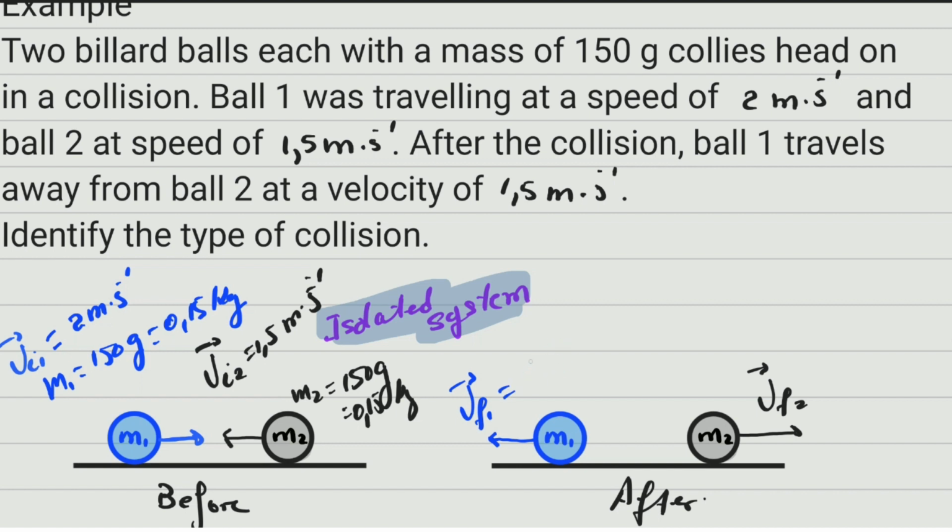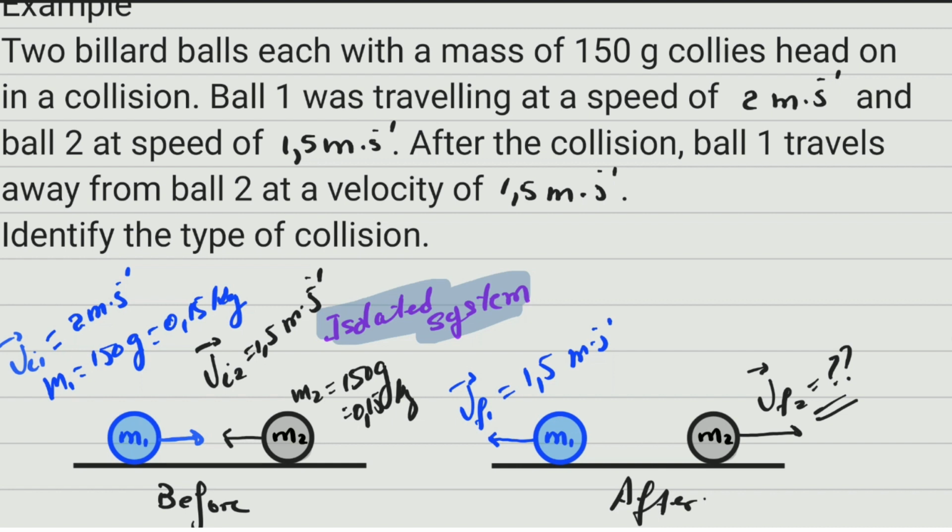So the final velocity of ball 1 is going to be equal to 1.5 meters per second, and we don't know the final velocity of ball 2. However, they ask us to identify the type of collision. Now, to identify the type of collision, we need to use the conservation of kinetic energy, because momentum is conserved in both. So momentum won't help us to identify the type of collision.